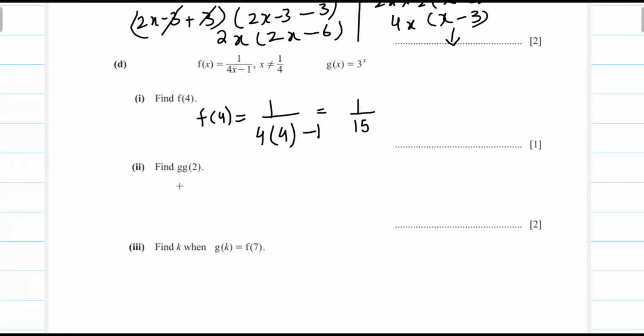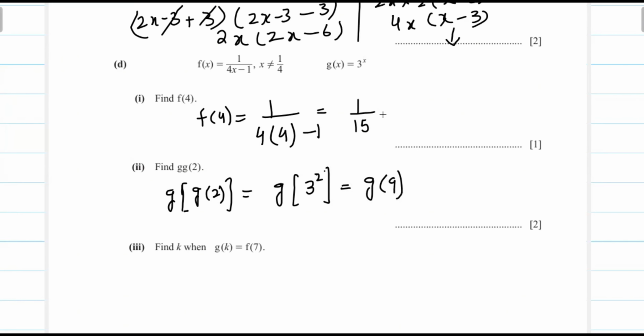G of 2: g of x here is 3 power x. Therefore, we can write g of 2 as 3 power 2, which is g of 9. In place of g of x, which is 3 power x, g of 9 will be equal to 3 power 9. And this is the answer of part D.